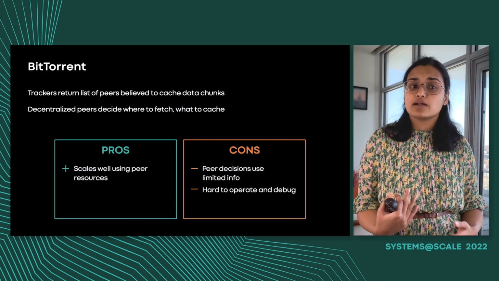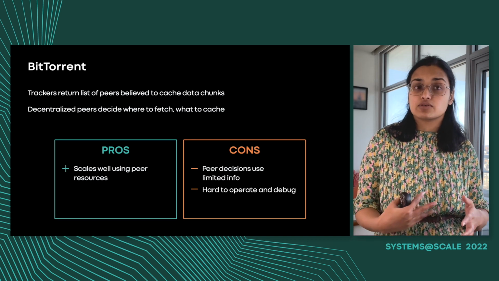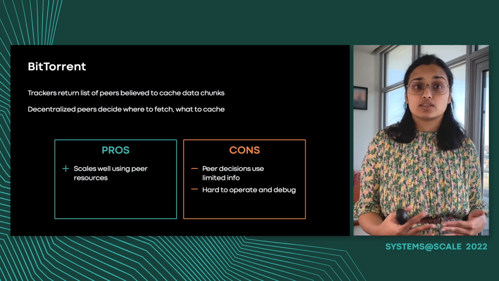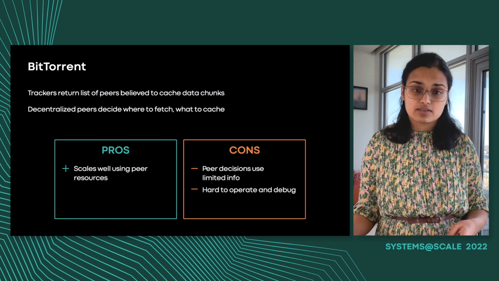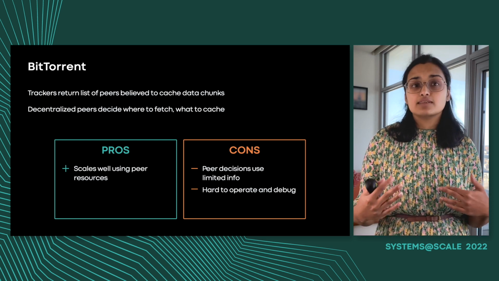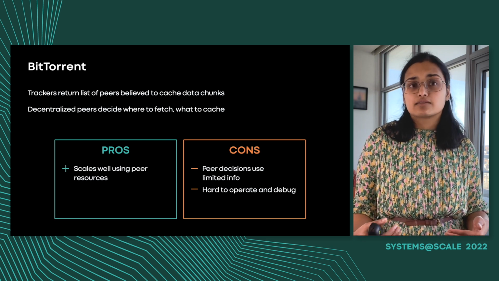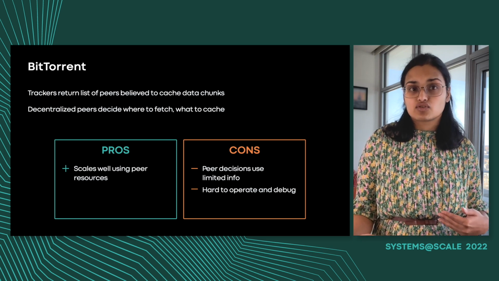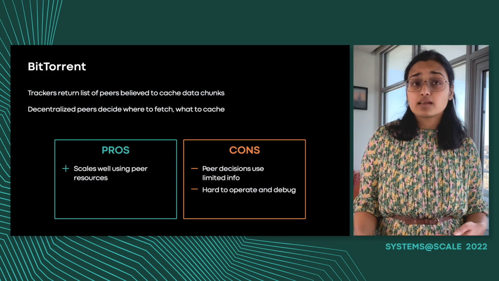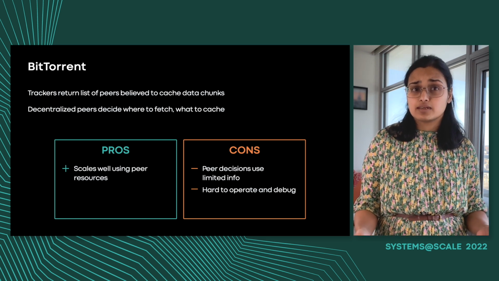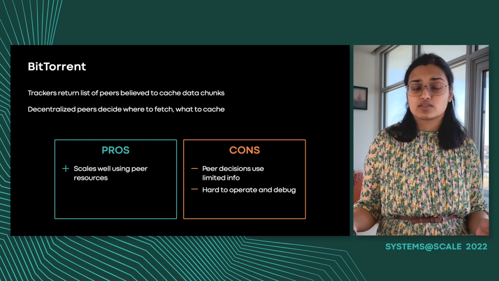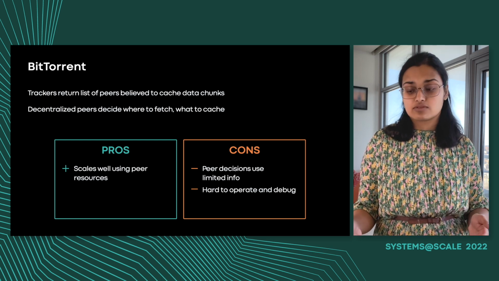This scales really well for the data fetching part because it is peer-to-peer communication and is not bottlenecked on the trackers at all. However, since each peer is making its own individual decision, its state could be stale and it could be making suboptimal decisions for where to fetch data. The system is also hard to operate and debug because all of these decisions are being made independently on thousands of machines.